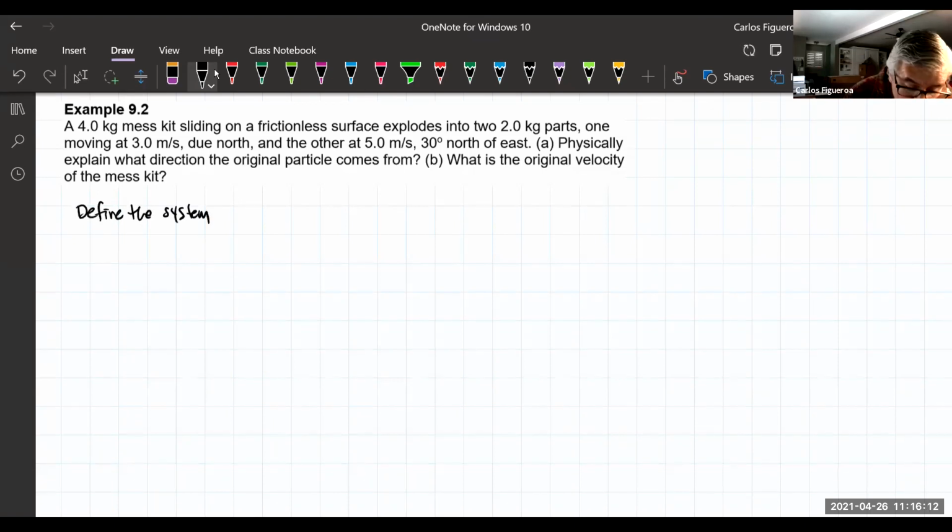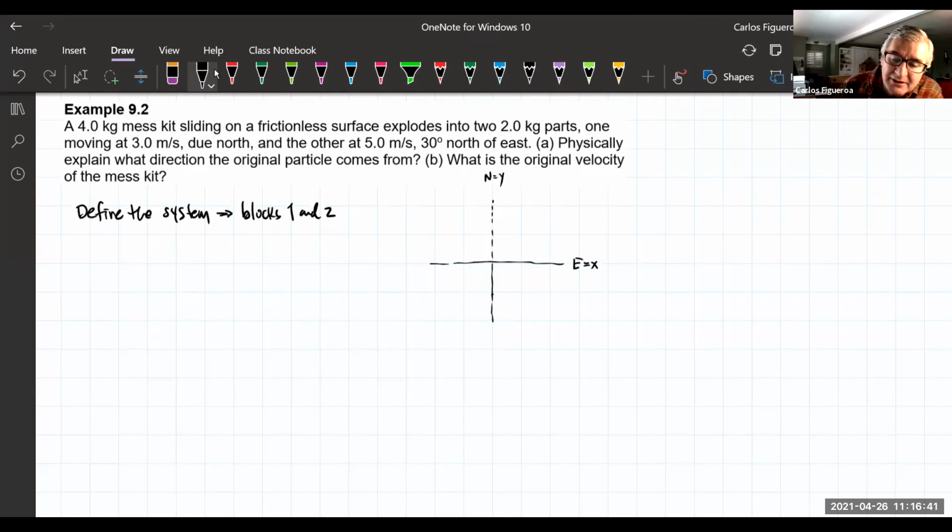And the way I'm going to define my system is that I'm going to call them blocks 1 and 2. And so when I look at this, I'm going to set up my coordinate system. Well, they say north, which is of course our y, and then of course east is our x.